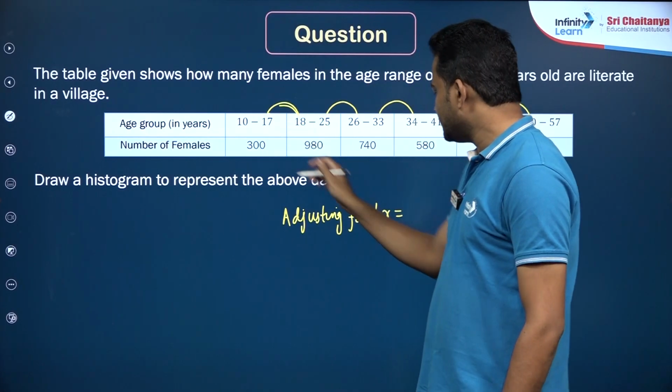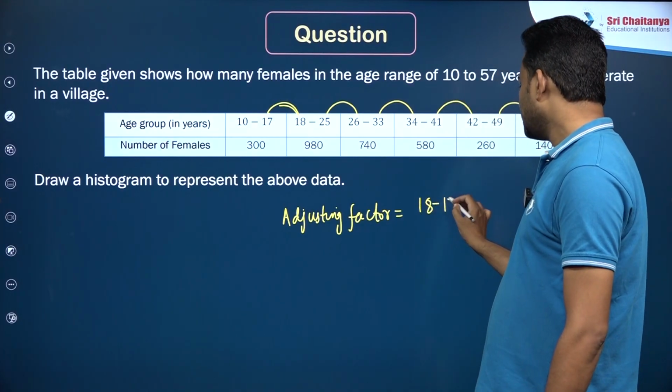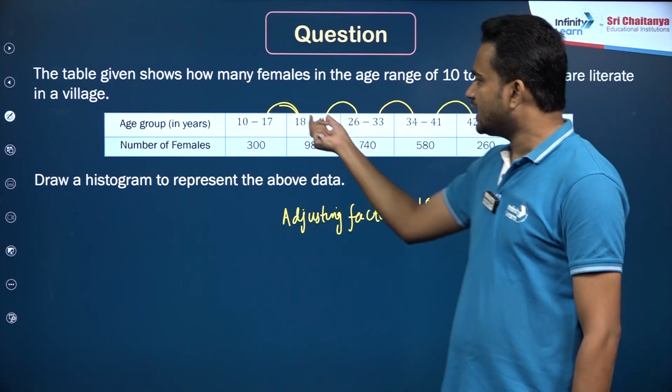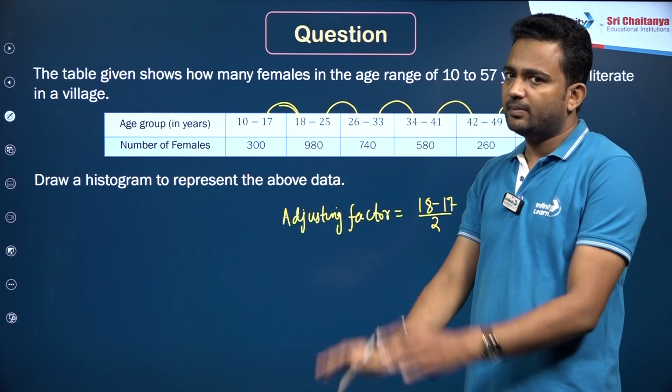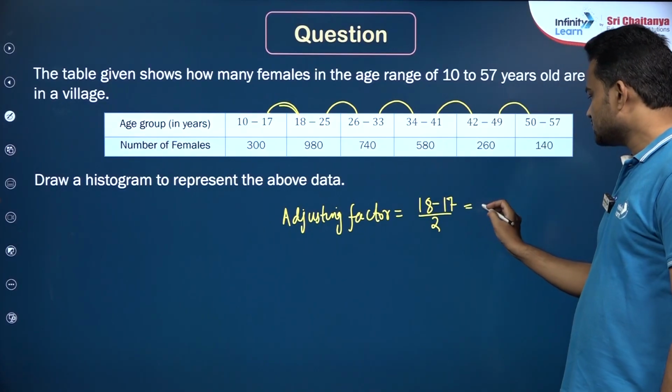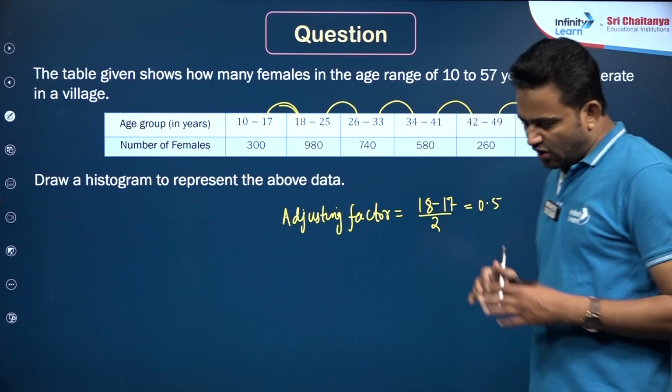So that is 18 minus 17, then divide by 2. Why divide by 2? Because we are adjusting this difference into two places, right? In the lower limit as well as in the upper limit. So you will get 1 by 2, which is 0.5. Now how will we adjust this?